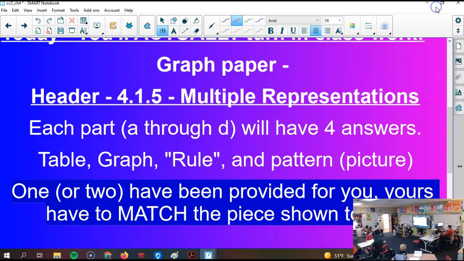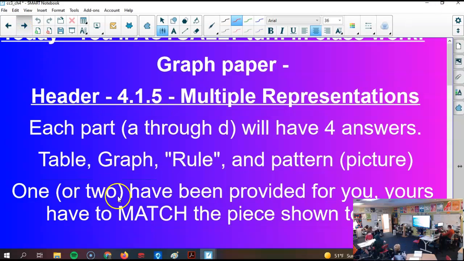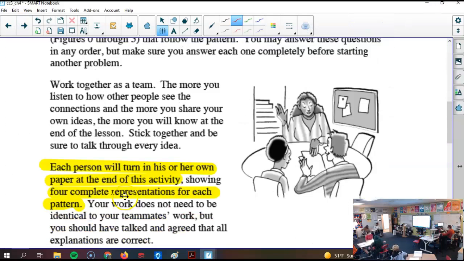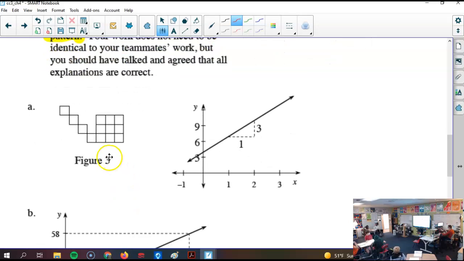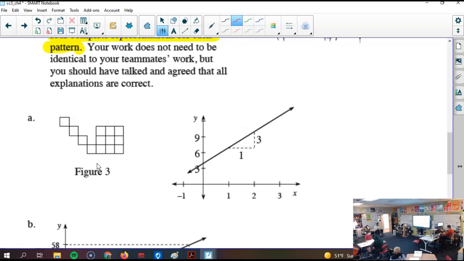So on part A, they have given me figure 3. I'm going to draw that on my paper, right? So on my paper, I draw figure 3 how they have it. This is why I'm giving you guys all day to work on this, or all class period. And then we can work on it later in the week if we need.